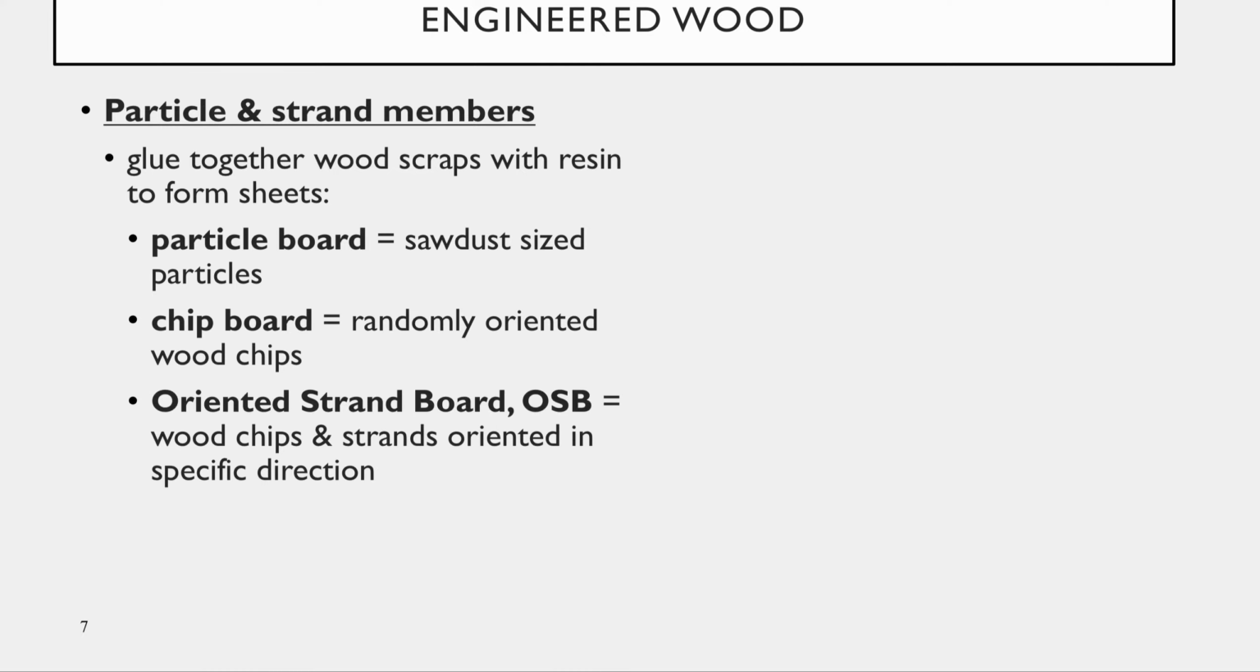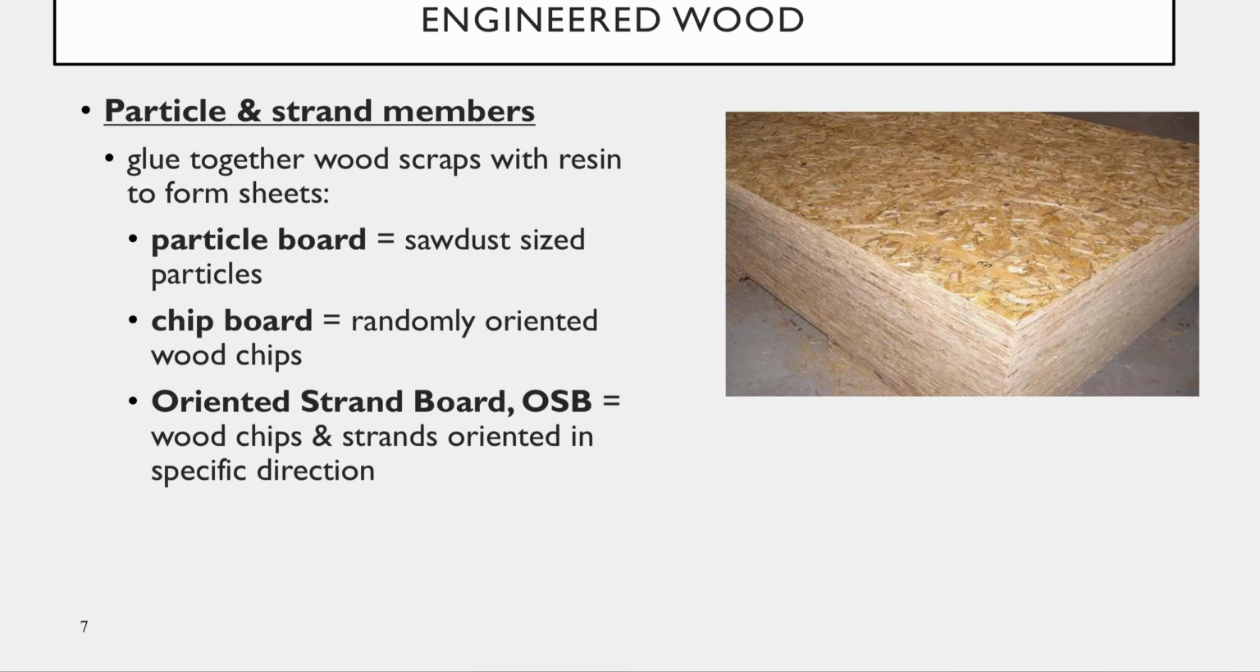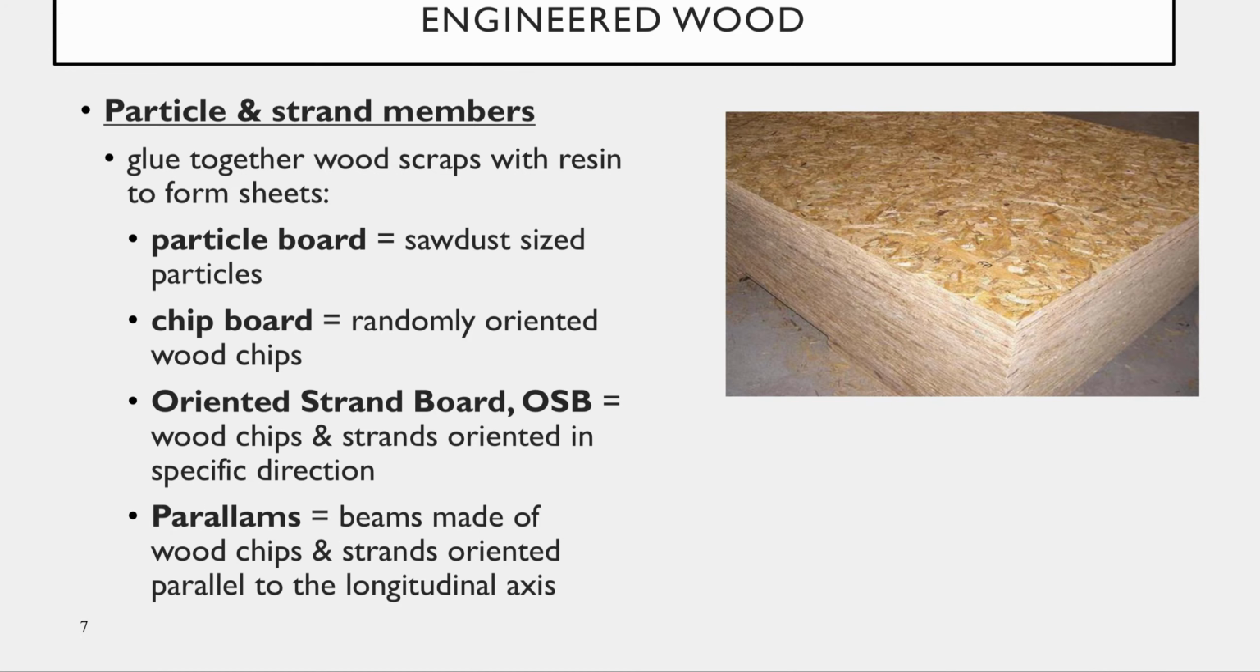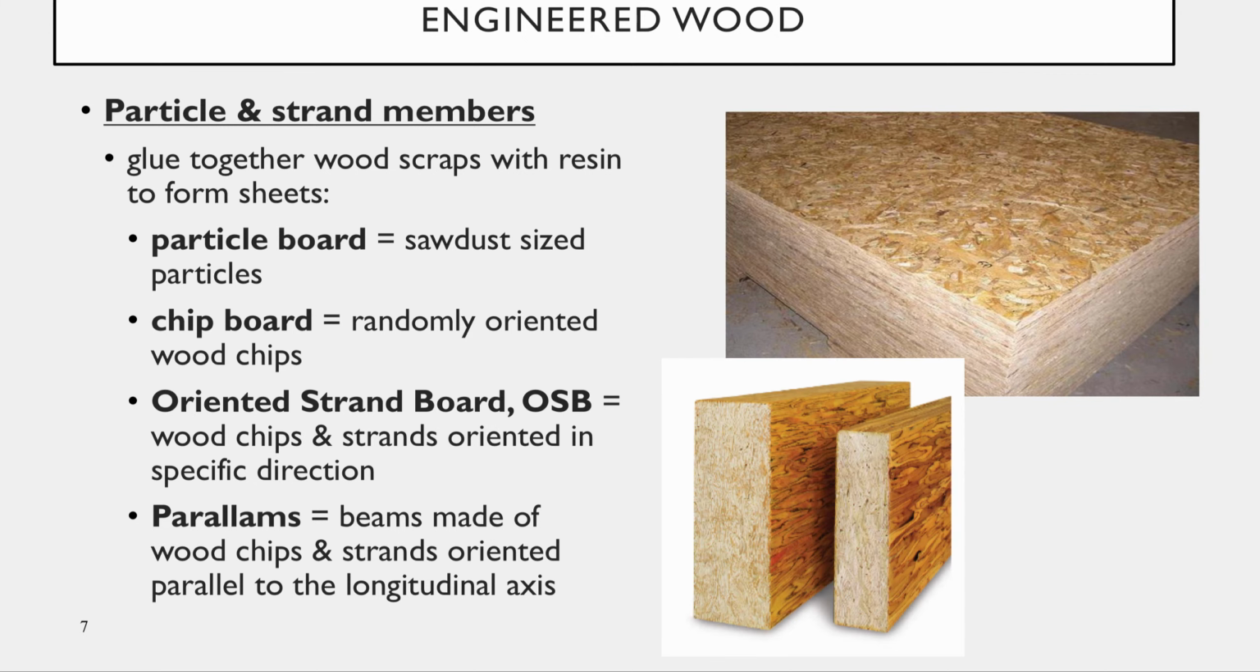Versus oriented strand board. In oriented strand board, the strands are oriented in a specific direction to make sure we're getting strength in that direction, and there's a whole lot of glue that's used and a lot of pressure to create these boards. In addition to making plywood using this oriented strand method, you also make beams called paralams, where the wood chips and strands are oriented down the longitudinal axis of the board, and you can actually make very strong beams out of this.